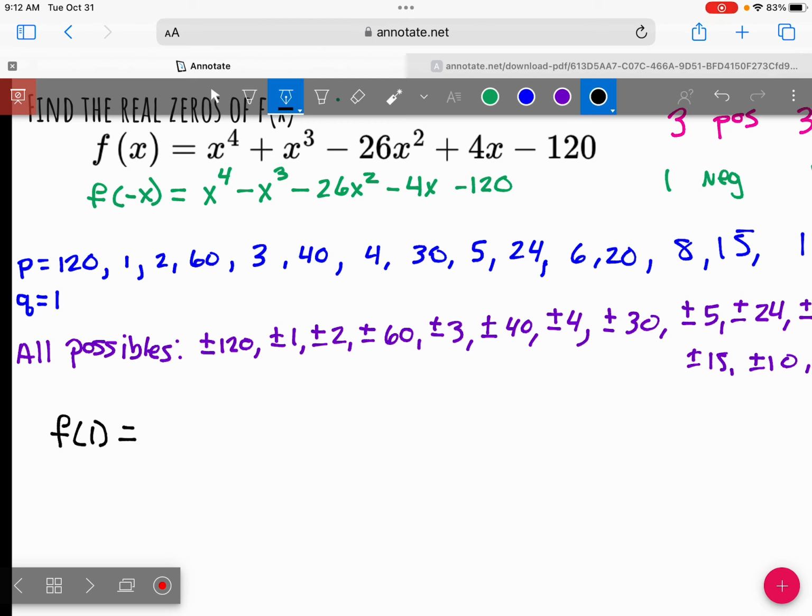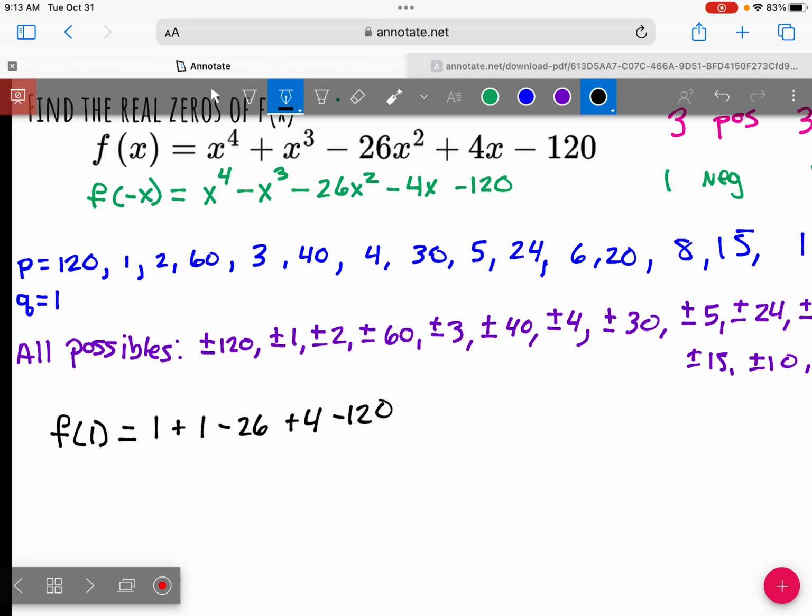Harsh. But you're right. It doesn't work. So 1 to the 4th is 1. 1 cubed, 1. Minus 26 plus 4 minus 120. Is that going to be 0? No. Does it matter what number it actually is? No. All we care is if it's 0.